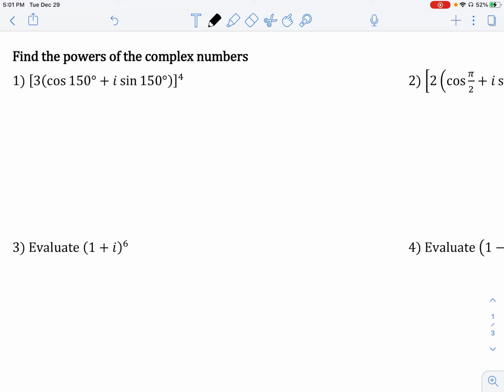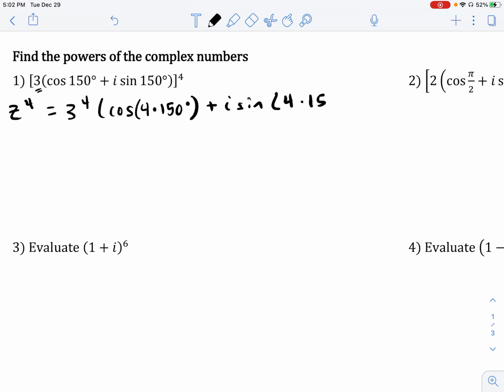So to say the following, z to the 4th, z being our complex number raised to the 4th power, is the following. We have our modulus, which is 3, so 3 raised to the 4th power. And I'm just going to go ahead and write cis, or, well, you know what? Let me write it out since this is the first time we're doing this problem. Cosine of our n value, which now is 4, so it's going to be 4 times 150, 4 times our angle 150, plus i sine, again, 4 times 150.